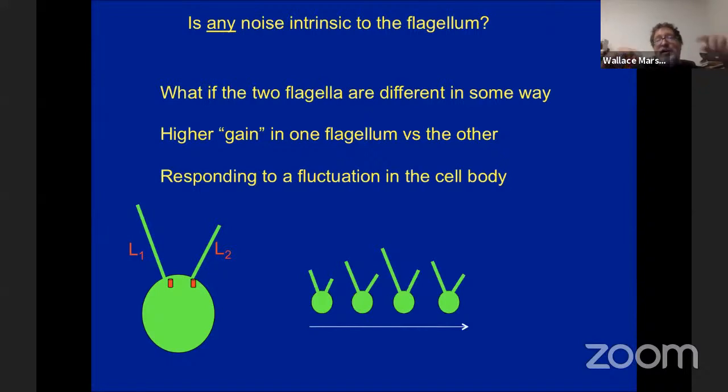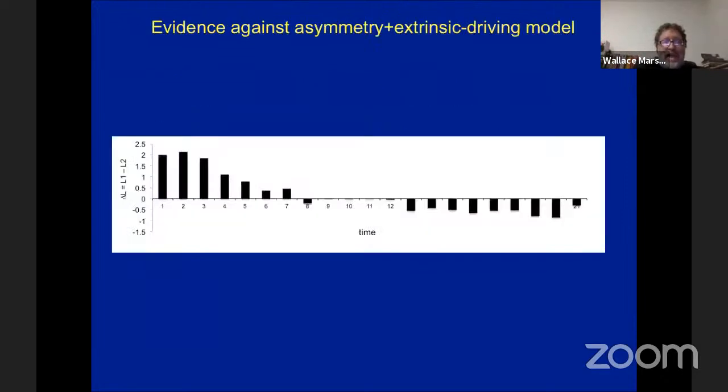I've shown you that the flagellar lengths are fluctuating, so how would you explain that? Well, one way to explain it would be if you have two flagella that are somehow different in terms of their ability to utilize precursor or something coming from the cell body, so that their gain is different. Then if you have a fluctuation in whatever it is they're responding to, like tubulin concentration in the cell body, the two flagella would respond differently, and that would give you changes in the difference between the two lengths. So we think this is probably not the case.